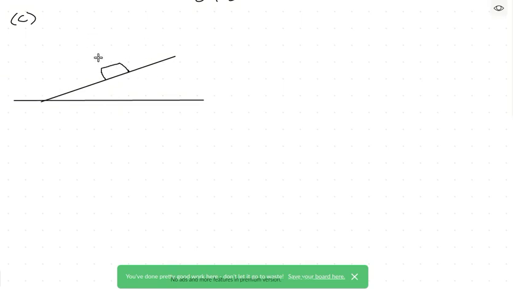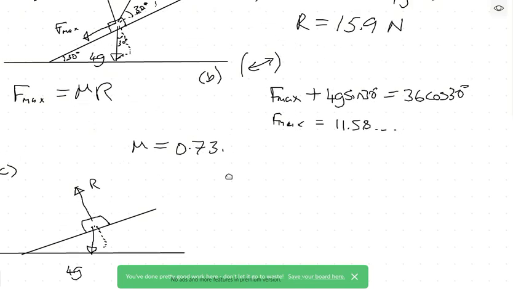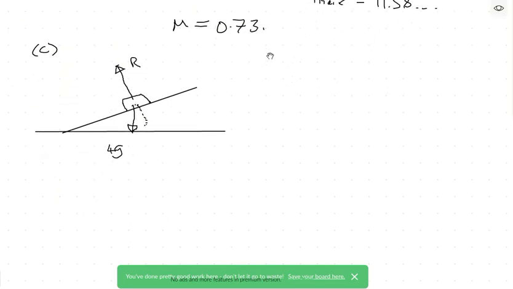Okay, so we've not got the 36 newtons anymore. We've got the R. We've got the 4G going down. Now, think to yourself, is this going to change things? Is friction still going to be going in the same direction as before? Friction was going down before because the object was going up the slope. But if you remove that 36 newtons, well, the object isn't going to go up the slope on its own, is it? But it is all of a sudden removed.